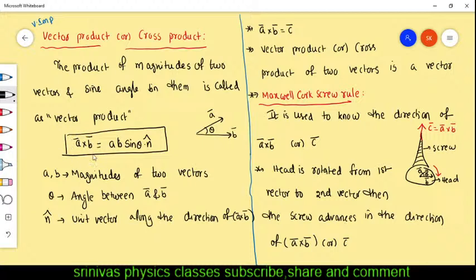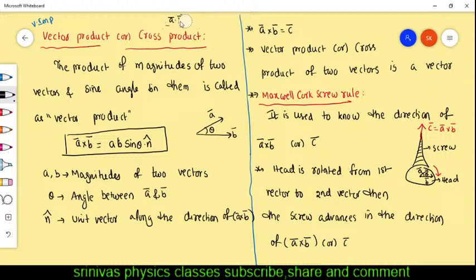Vectors can be multiplied in two ways. One is the cross product and the other is the dot product. In the last class we discussed the dot product also, in the work, energy and power chapter. A bar dot B bar formula is AB cos theta. A is the magnitude of A bar, B is the magnitude of B bar, and cos theta is the cosine of the angle between the two vectors.